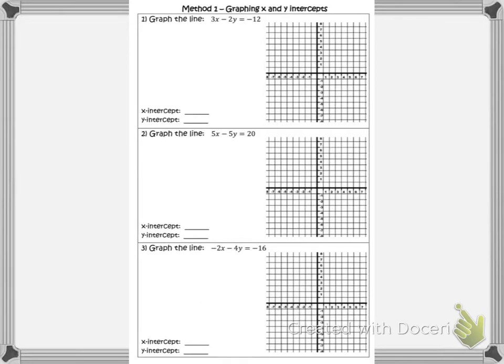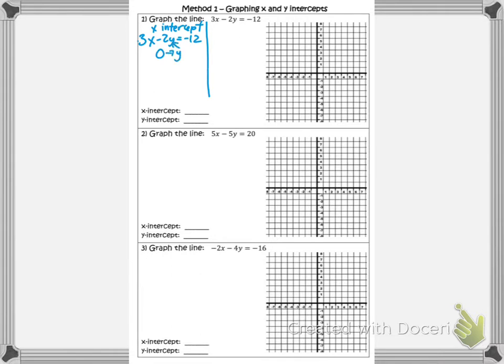All right, starting out with the first example, I have graph the line 3x minus 2y equals negative 12. So I'm going to go ahead and solve for the x-intercept first. So let's write x-intercept. All right, so we have 3x minus 2y is equal to negative 12. I'm going to plug in 0 for y.